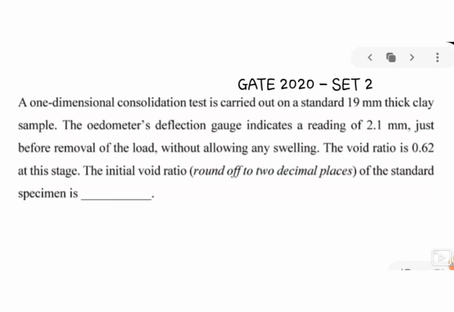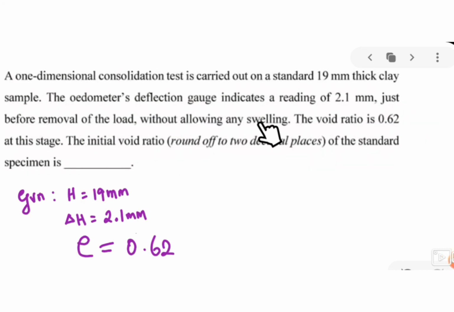Next question. In the year GATE 2020, in the set 2 question paper, it was asked: a one-dimensional consolidation test is carried out on a standard 19 mm thick clay sample. The Oedometer's deflection gauge indicates a reading of 2.1 mm just before removal of the load, without allowing any swelling. The void ratio is 0.62 at this stage. The initial void ratio of the standard specimen is? So after removing, at that point the void ratio is 0.62 and they are asking for the initial void ratio.